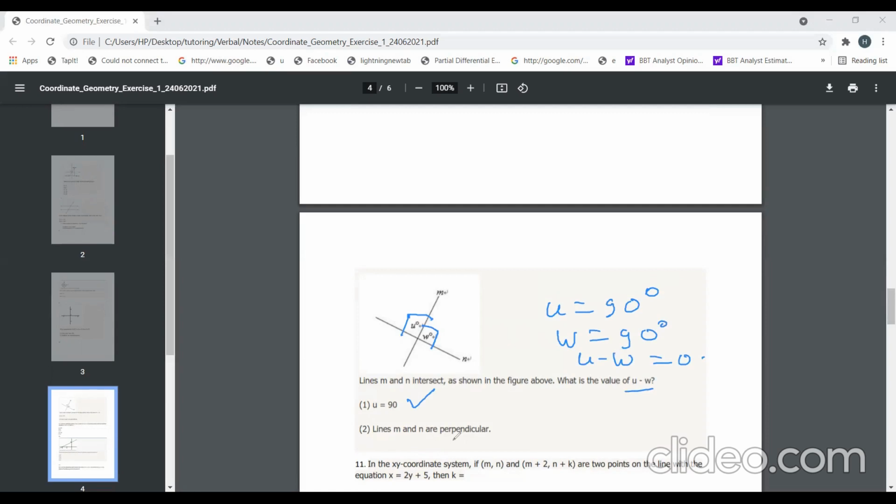Let's look at the second piece of information. Lines M and N are perpendicular. If lines M and N are perpendicular, that means each of these angles is again equal to 90 degrees. So again, we would have U minus W equal to 0. So this is also enough. So the answer should be D.